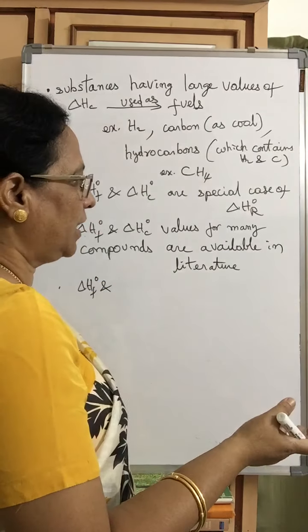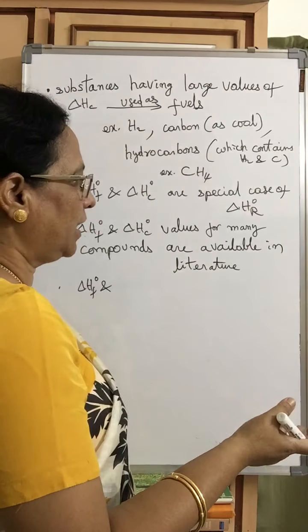So delta HF naught and delta HC naught data can be used to estimate delta HR naught values. Okay, so this is all about standard heat of formation and standard heat of combustion.